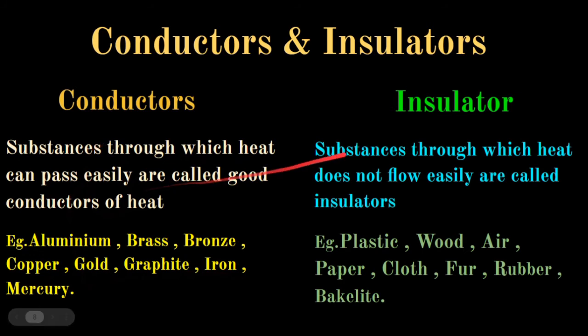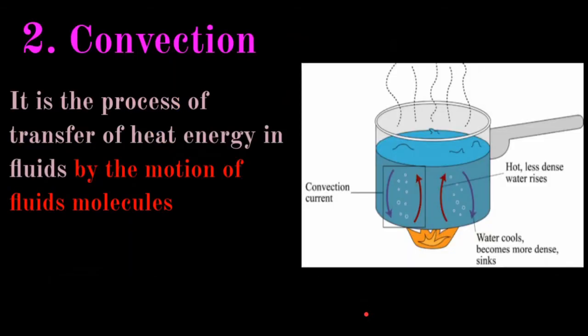Substances through which heat does not flow easily are called insulators. Examples are plastic, wood, air, paper, cloth, fur, rubber, bakelite, etc. Now, convection is the second way of transfer of heat energy in liquids.